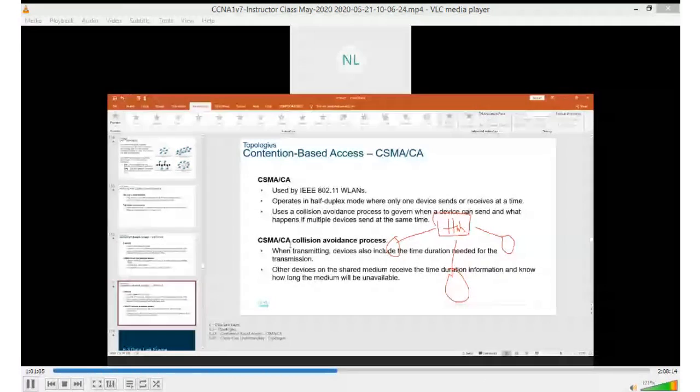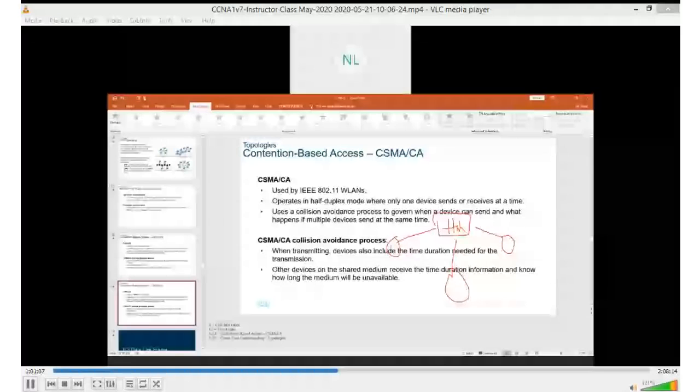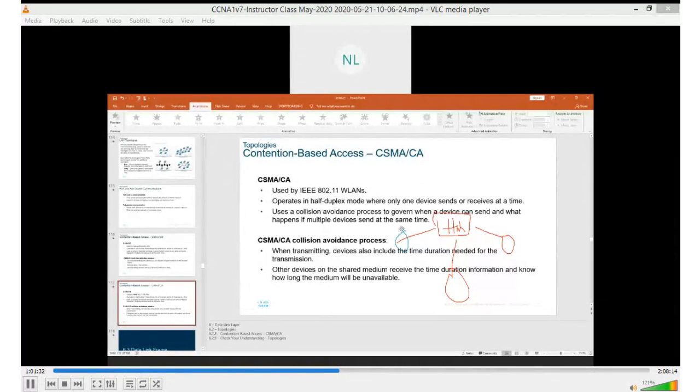The difference here is this: in the LAN, when it's sending, it checks first. If it's busy, it comes back and waits. After a while, it goes out and checks again. When it's free, it starts sending. But in wireless, it doesn't do it like that. Let's say this guy starts sending. When it's sending, it will put in the frame, broadcast it out there, that I'm going to use this medium for 10 minutes, for example. So if this guy checks, it sees that it's going to be used for 10 minutes, so it will not keep checking until after 10 minutes.